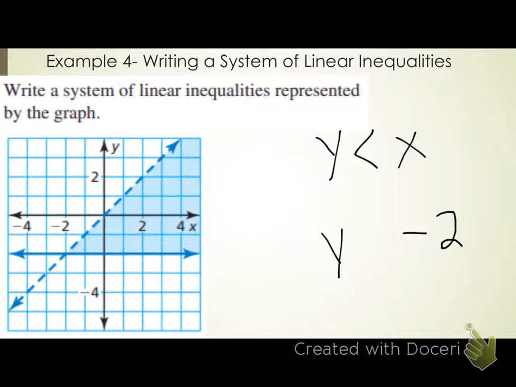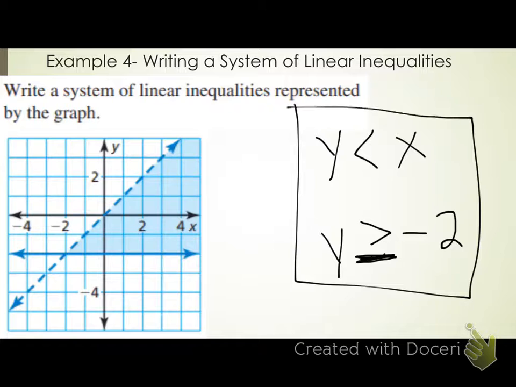Solid or dashed line? Solid, so I now have a line underneath my inequality symbol. Am I shading above or below that line? So it'd be greater than or equal to. Here would be my system of inequalities. Questions on example 4? I feel like those are decently easy.